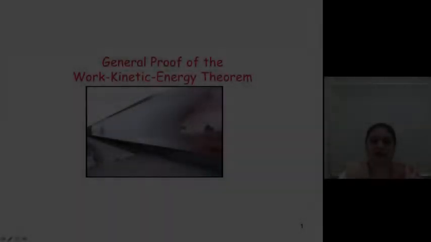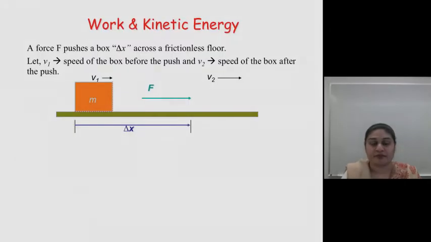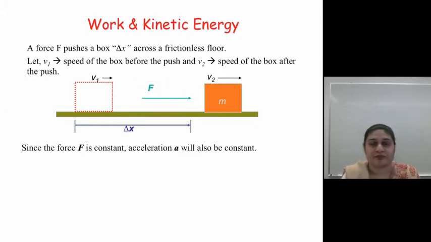Now let's talk about the general proof for the work kinetic energy theorem. Let's suppose we have a box and a force pushes it across a frictionless floor a distance delta x. Suppose that v1 is the speed of the box before the push and v2 is the speed of the box after the push. If F is a constant, the acceleration of this object will also be constant.